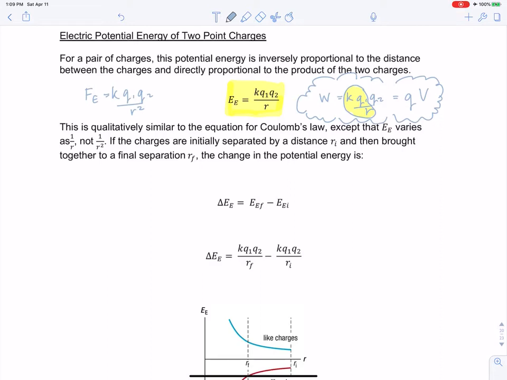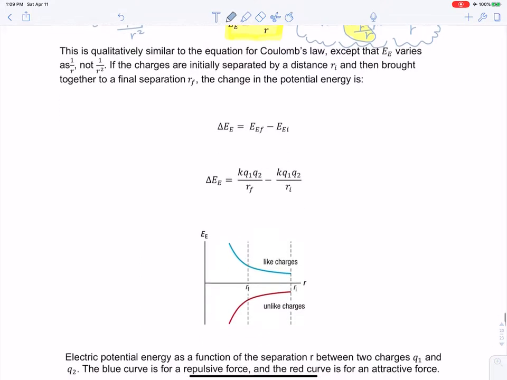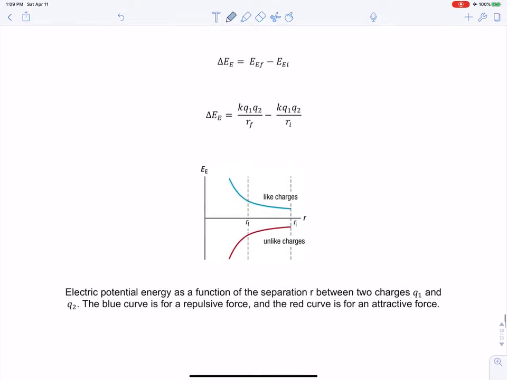If the charges are initially separated by a distance of ri and then brought together to a final separation of rf, then the change in potential energy is equal to the final potential energy minus the initial potential energy. So we can say that it's equal to kq1 q2 over r final minus kq1 q2 over r initial. Electric potential energy as a function of the separation r between two charges q1 and q2. This graph shows that relationship. The blue curve is for repulsive forces and the red curve is for an attractive force.